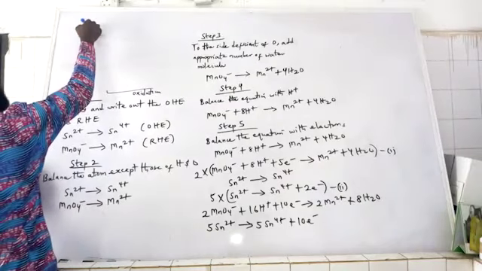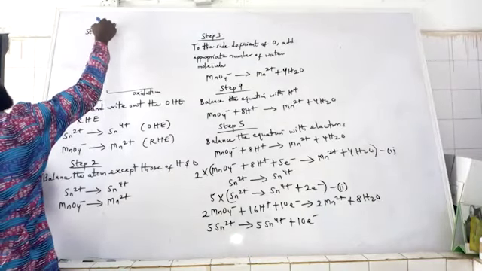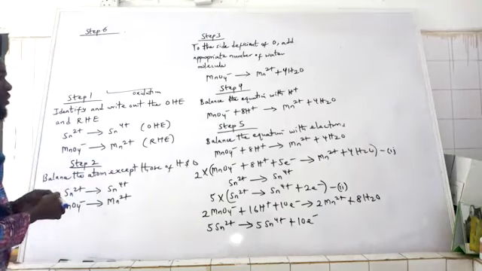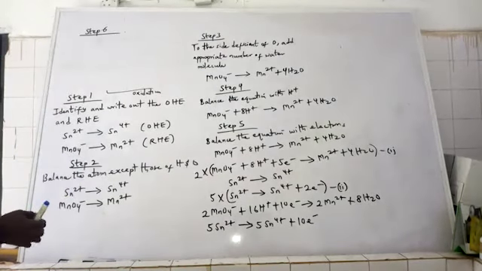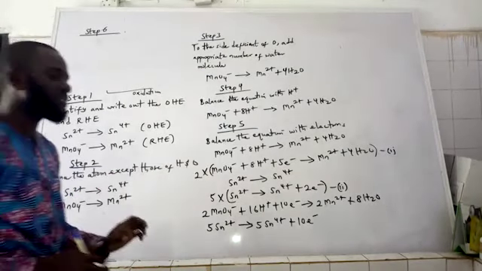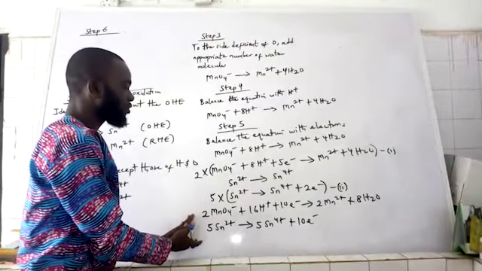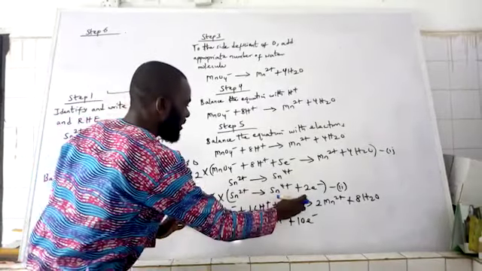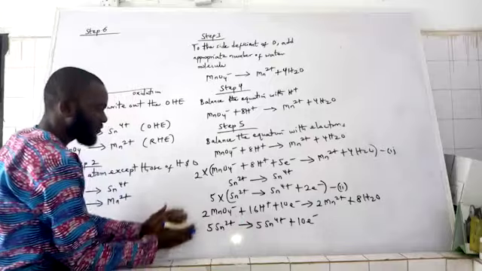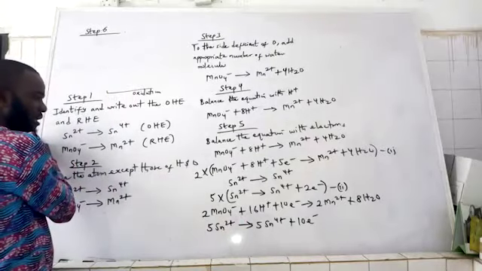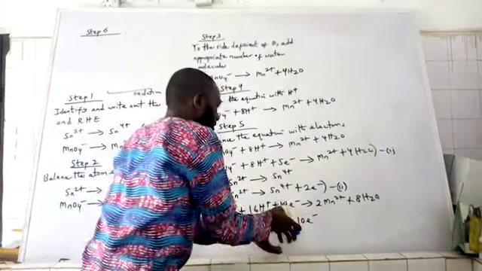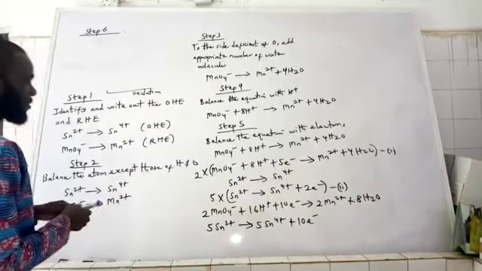So for my step 6, my step 6 is simply that I will sum up the equations, okay? What I have on the left-hand side of these two equations will go on the left-hand side, and the right-hand sides I'll put together on the right-hand side. Now let's look at it together.